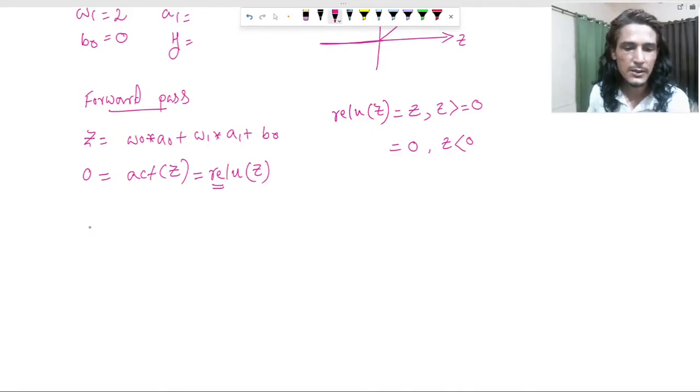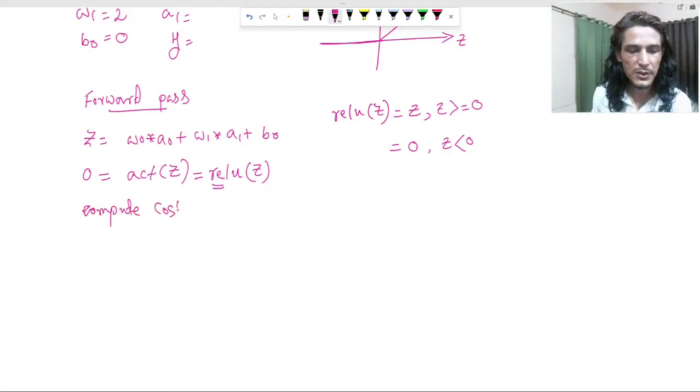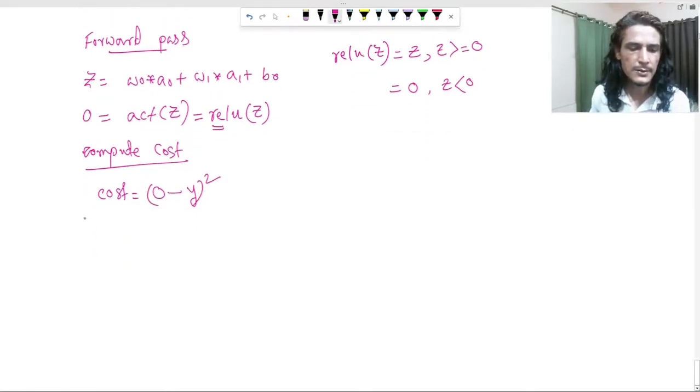Now see, we have computed the output, and the next task is, for our sake, to see how good or bad the output is just by computing the cost. So now we'll be computing the cost of the network. And how do we do that? We'll take this O minus this Y that we have, and we'll take the square of it. That's our cost.